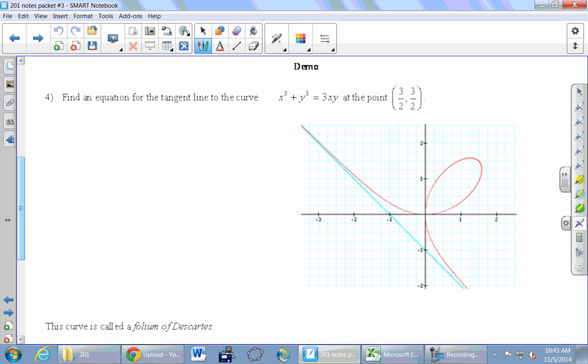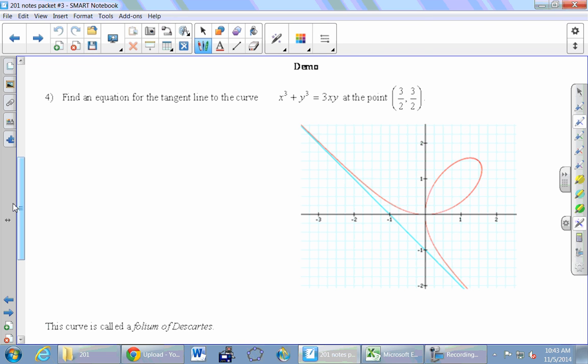Is this a function? Why is it not a function? Yeah, vertical line test. You can draw a vertical line that hits the curve more than once. In this case, it hits 3 different times. So it is not a function. But it turns out we can still do calculus stuff on it.